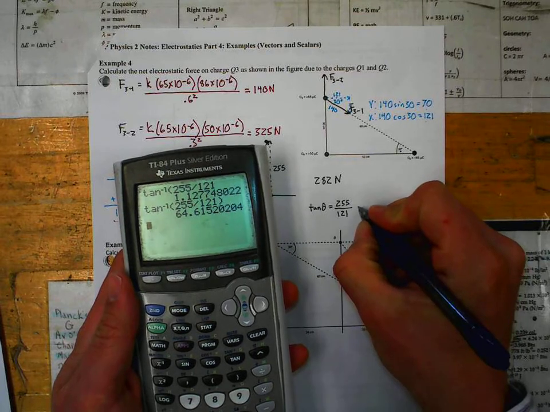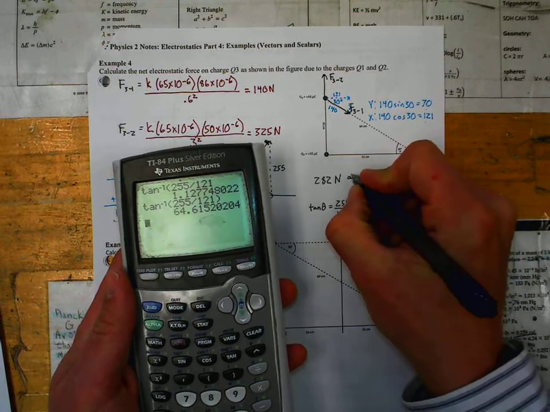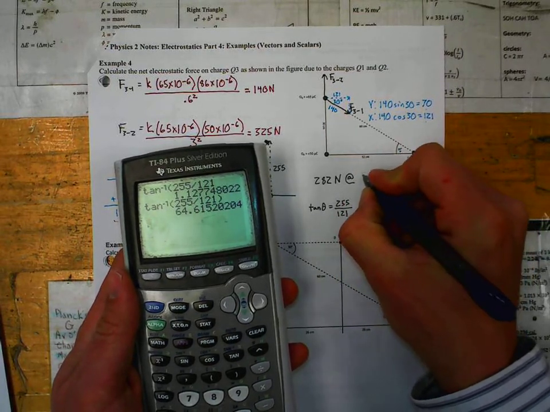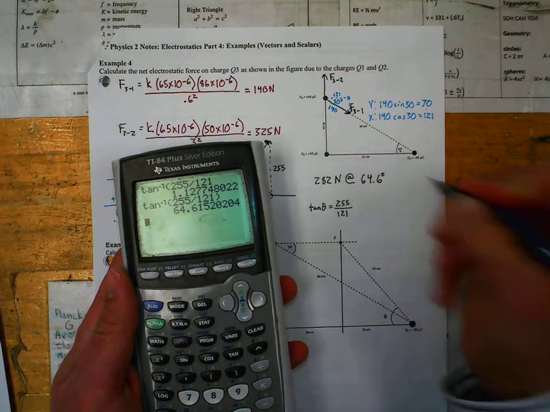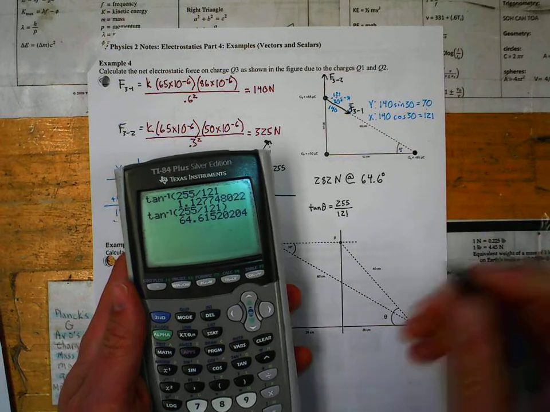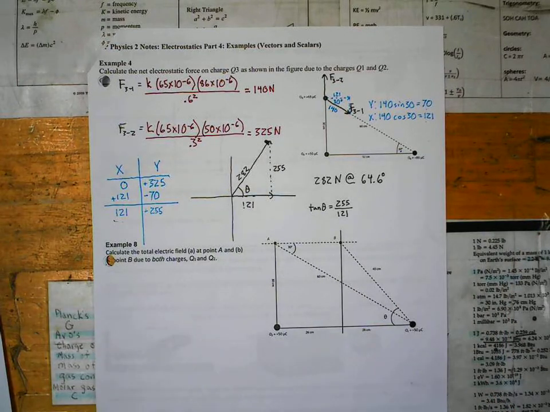Okay, so theta is 64.6 degrees. And if you just report an angle like that, you're reporting it from 0. Okay? All right. Questions on that? Anybody?